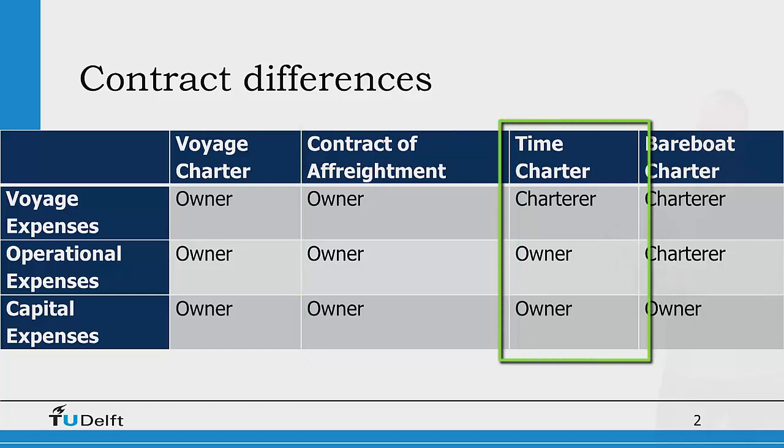In a time charter contract, the owner lends out its ship to another owner, who will then determine where the ship will go. So it makes sense that in this case, the time charter, the owner is only responsible for the capital expenses and the operational expenses, but not for the cost of the trip itself, because he has no influence on it. This will be going to the charterer.